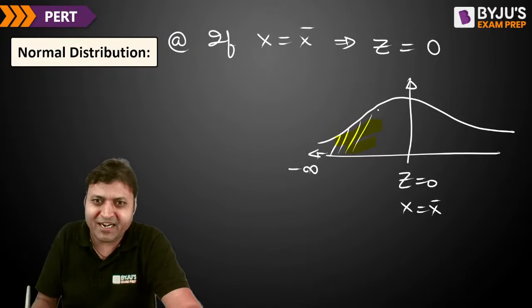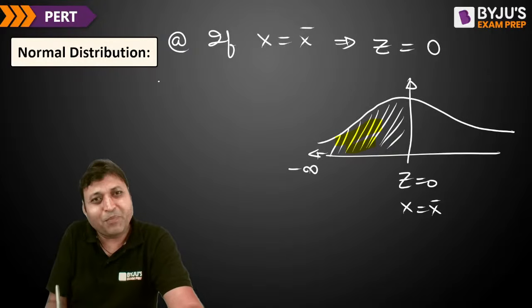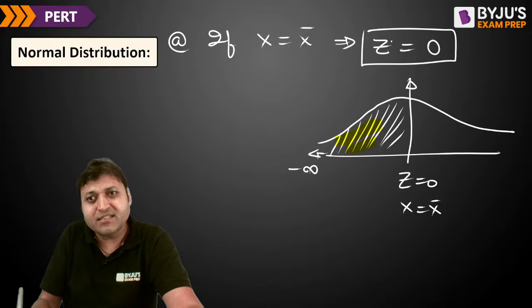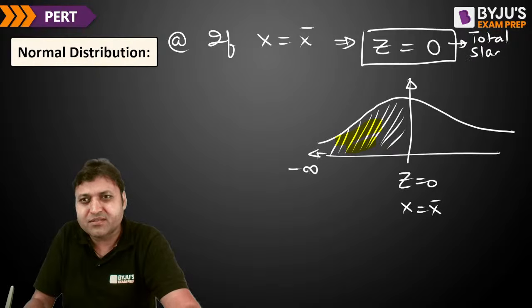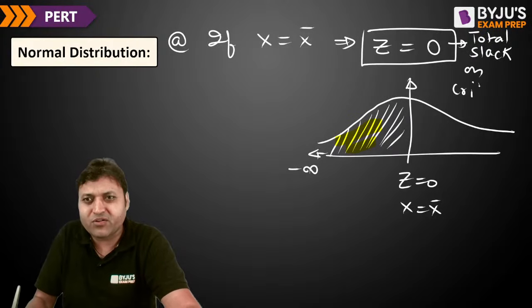This will be the area under the curve. So what is the value of PZ? Z is equal to 0 implies total slack on critical activities will be 0. That is the total slack on critical activity.